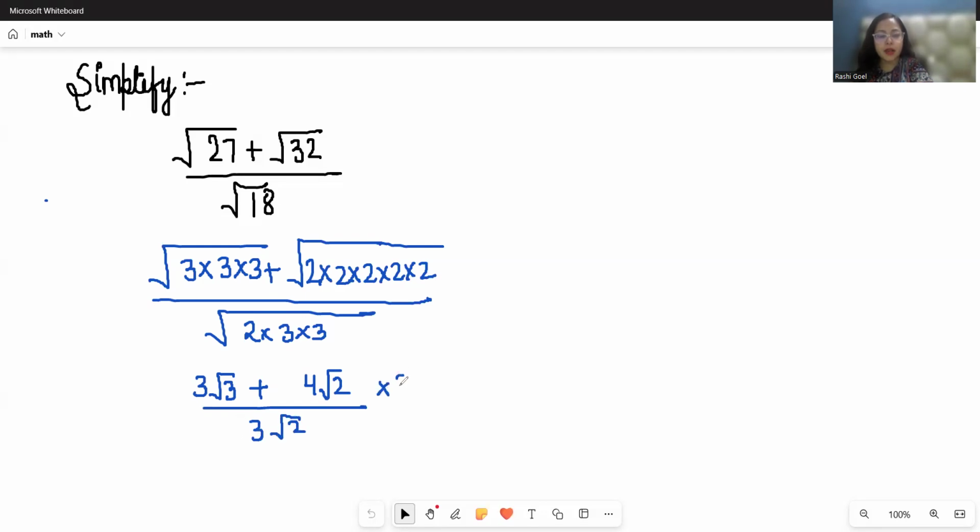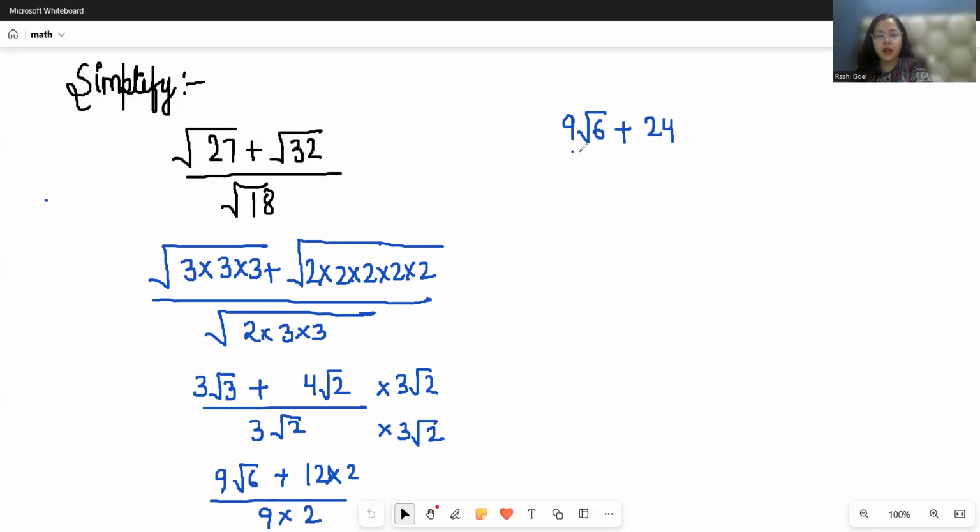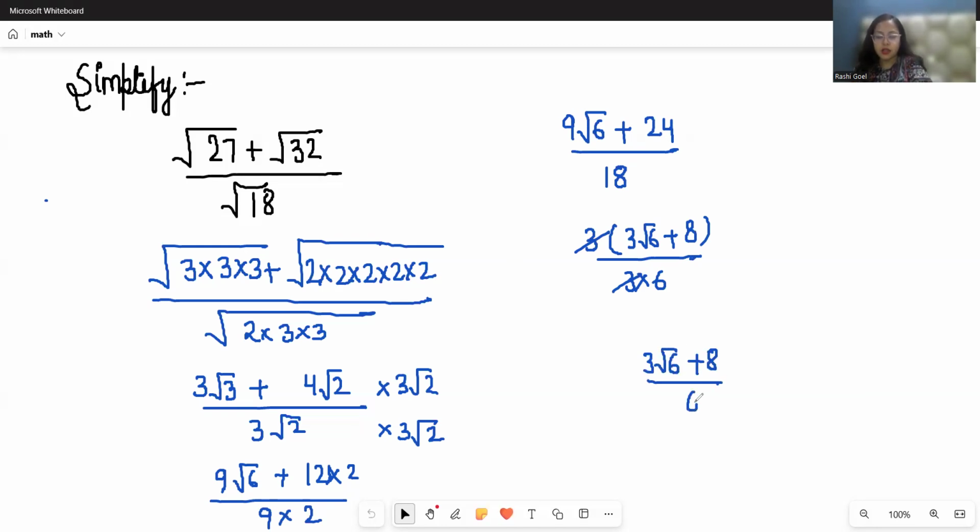So now if I multiply by 3√2 in the numerator and denominator, it becomes 9√6 plus 12 times 2, √2 times √2 is 2, by 9 times 2. So 9√6 plus 24 by 18. So if I take 3 as common, 3√6 plus 8 by 3 times 6. We can cancel out this. So what is left? (3√6 + 8) / 6.